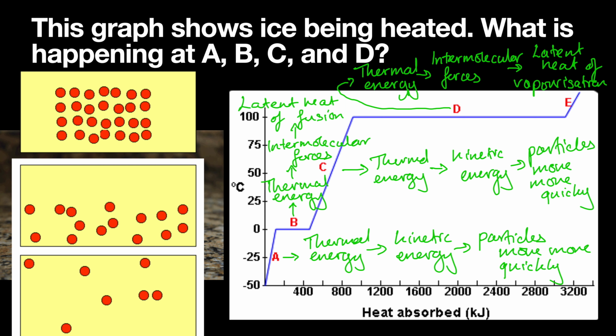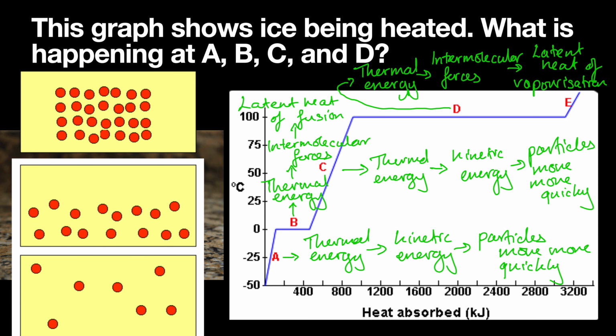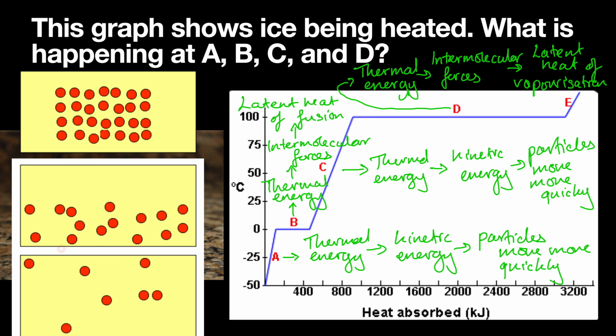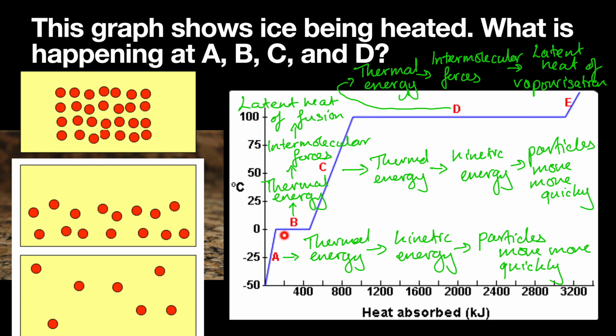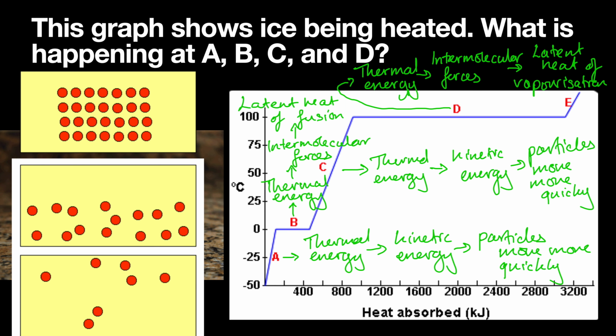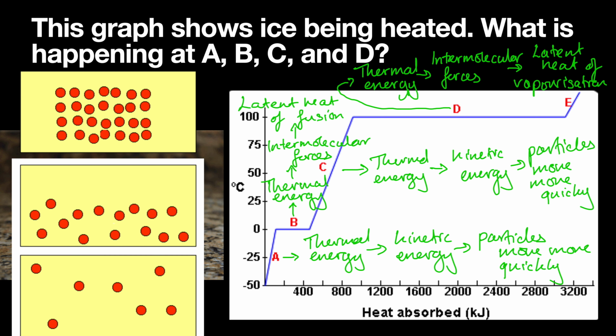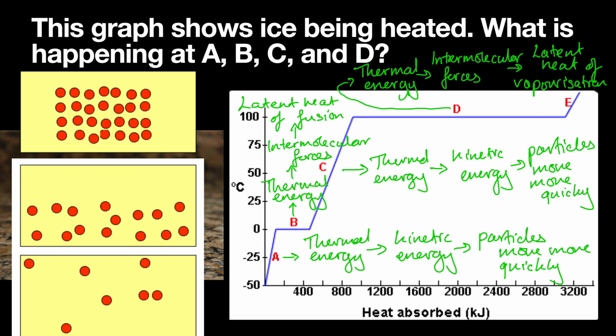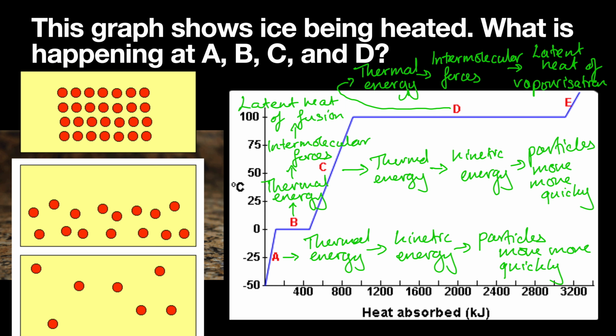We can also see that the particles are spaced relatively close together in a solid. In a liquid, they are spaced further apart. This is achieved through the latent heat of fusion at point B, where the intermolecular forces are broken and weakened. In a gas at the bottom, however, the particles are very far apart. This is achieved through the latent heat of vaporization at point D.